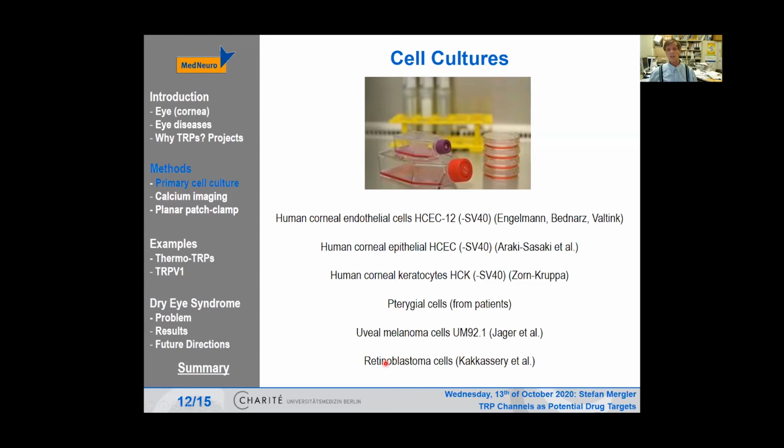And finally, we investigate retinoblastoma cells. We have 2 cell lines. One cell line is a normal tumor cell line, and the other cell line is a cytostatic resistant cell line. We could see some interesting difference regarding TRP channel expression. In other words, regarding the last 2 tumor cell lines, we could clearly show that the progression of these tumors is also dependent on the expression of TRP channels, the gene expression as well as the functional expression of these TRP channels. Okay, these are the cell cultures, only an example.